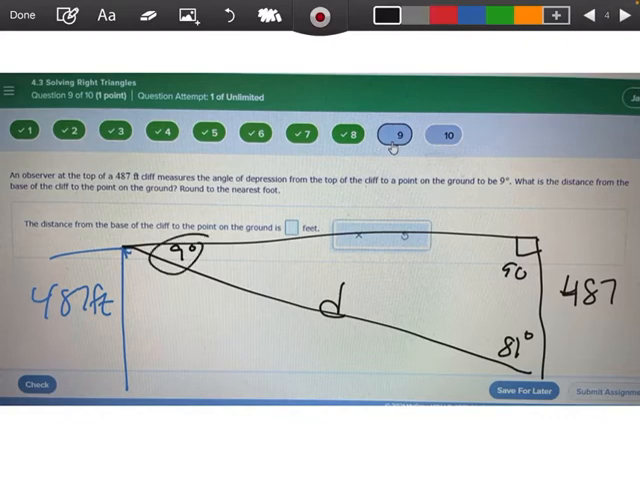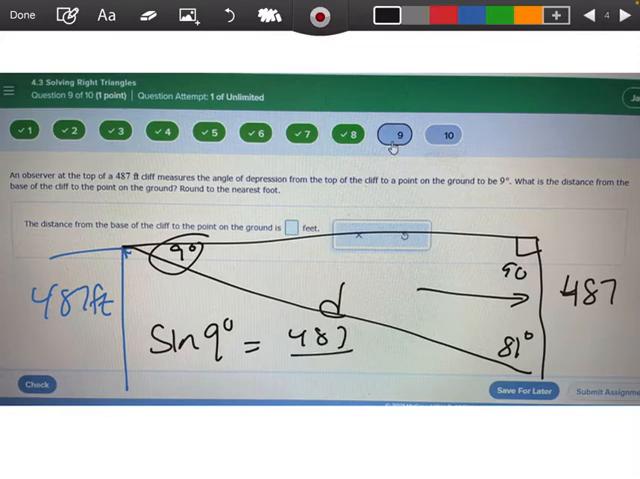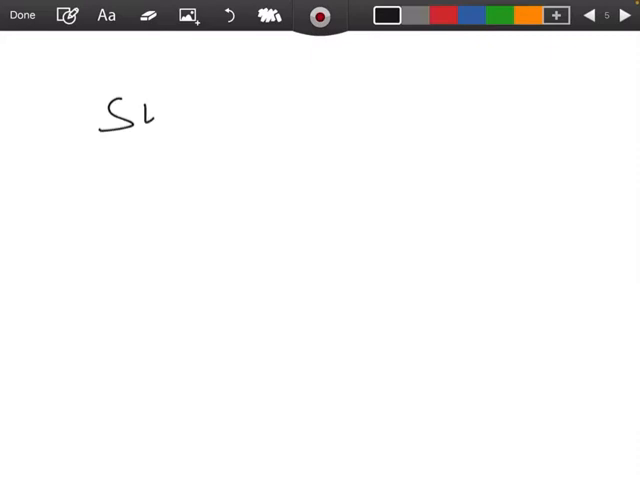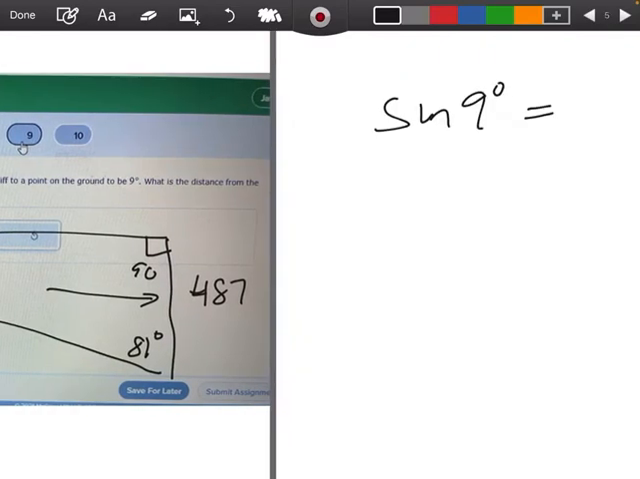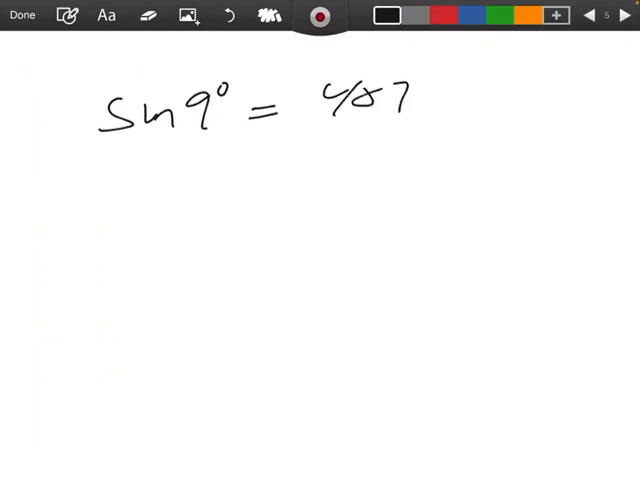If we were using this angle, say the sine of 9 degrees, the sine of 9 degrees would be the opposite, 487, over the hypotenuse, which is D. So I'm going to think of that being over 1. I'm going to write it on the next slide. Sine of 9 degrees equals 487 over D.